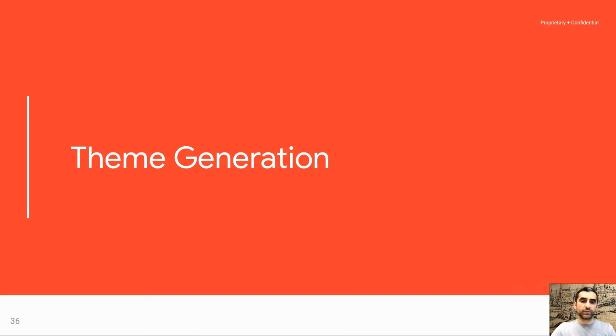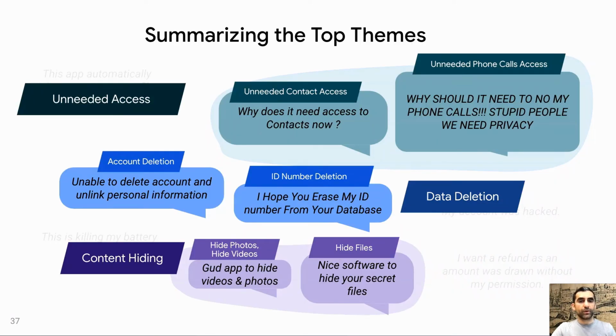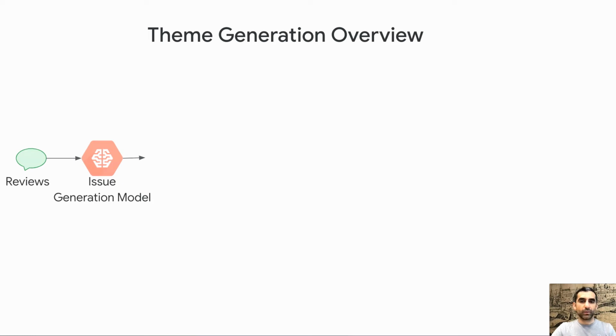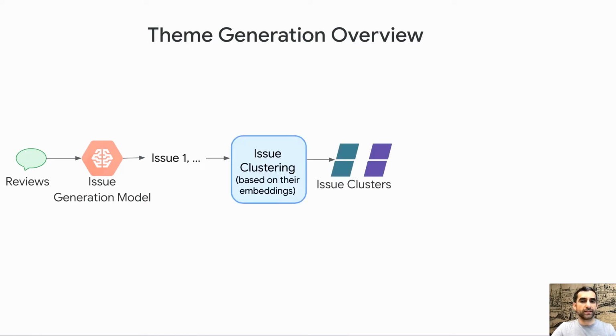We briefly now describe the theme generation part. You might recall that we want to summarize the fine-grained issues into high-level themes. We won't go into details of the process in this talk. You can check them in the paper, but here's an overview. Given a set of issues in our corpus, we first perform a clustering of issues based on their embeddings. This gives us a set of issue clusters.